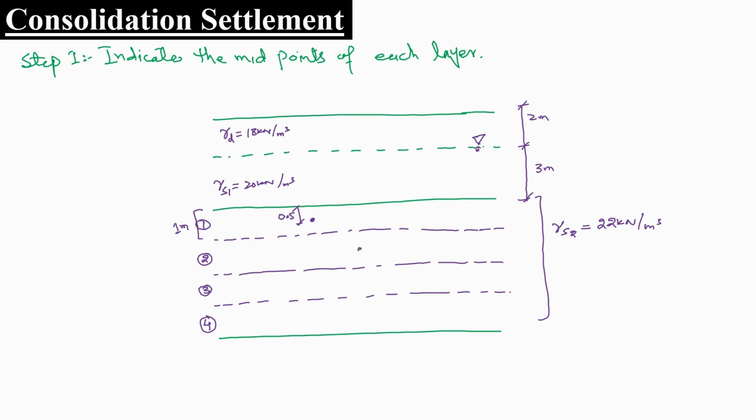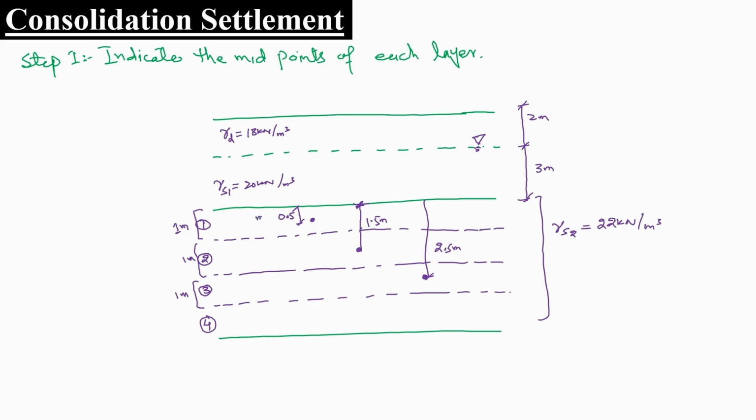Now indicate the midpoint of the second layer, and calculate its distance from the top of the clay. Always for the midpoint of each layer, start from the top of the clay layer. So what will be this height? This will be 1 meter from this point to this point and 0.5 this one, so it will be 1.5 meter. Now go to the midpoint of the third layer. It is also 1 meter. So what will be the depth of this point from the top of the clay layer? 1 meter plus 1 meter plus half of this. So it will be 2.5 meter.